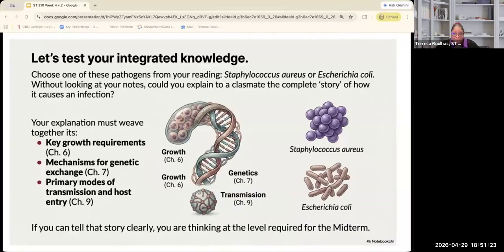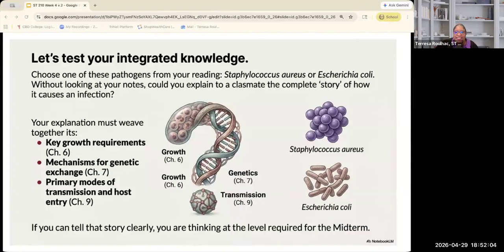Trust and believe. Now, the midterm isn't asking, can you list facts? It's asking, can you explain relationships here in micro? And that's exactly what we practiced this evening. So which part of the story now feels the strongest for you? Growth, genetics, or how these little things are transmitted? The cool thing is that's where your confidence already lives.